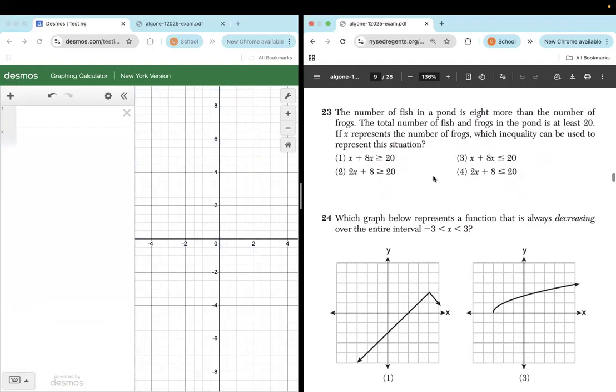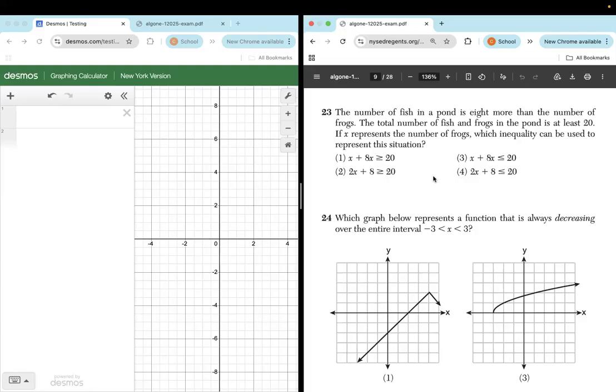The number of fish in a pond is 8 more than the number of frogs. The total number of fish and frogs in the pond is at least 20. If x represents the number of frogs, which inequality can be used to represent this situation? I'm going to read this one more than once and underline some key quantities. This is one that I would do 3 reads for. So the first read, I'm getting the idea. And the idea is that I have fish and I have frogs, and they're in a pond together.